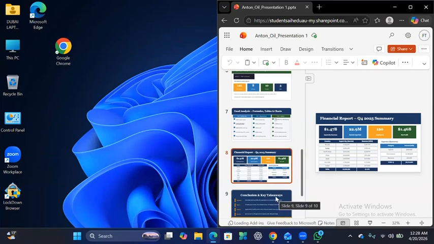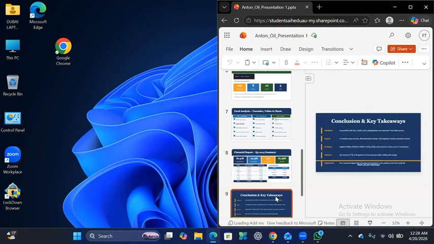Now I will talk about the conclusion. In summary, our SQL analysis shows that Anton Oil Company has a very lucrative business model and operations. Through SQL and Excel, we extracted, analyzed, and presented some good business insights to ease future growth. We advise increasing efficiencies and entering higher value markets.